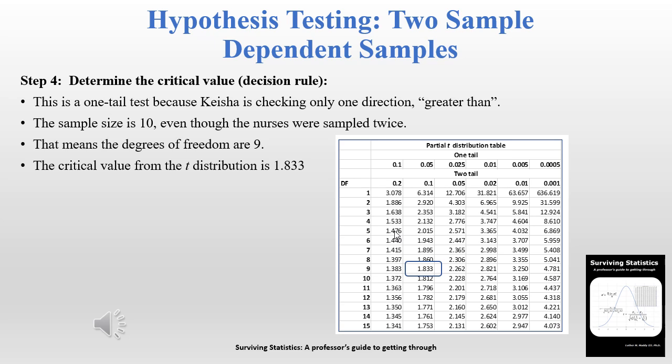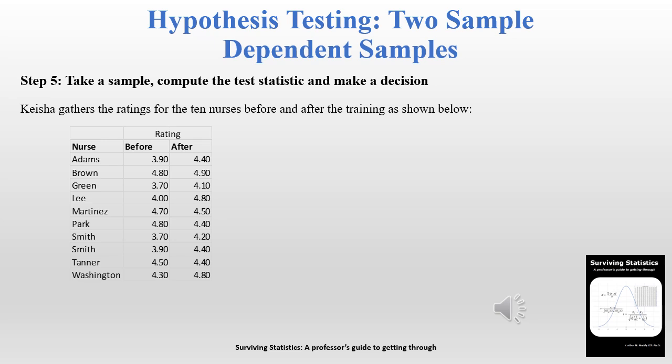The sample size is 10, even though there were 20 surveys given. So still, with a sample size of 10, the degrees of freedom are 9. And so with a one-tailed test, degrees of freedom of 9, 0.05 level of significance, the critical t-value is going to be 1.833. All right, step number 5 is to take a sample and compute the test statistic.